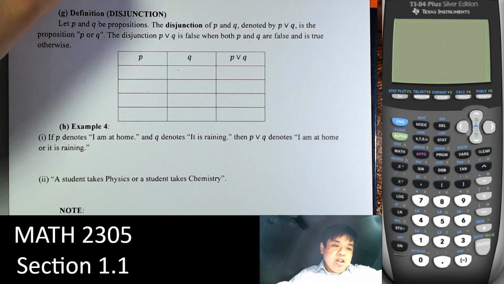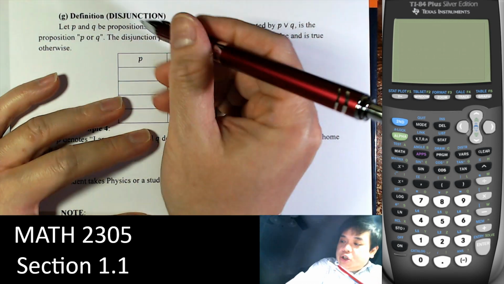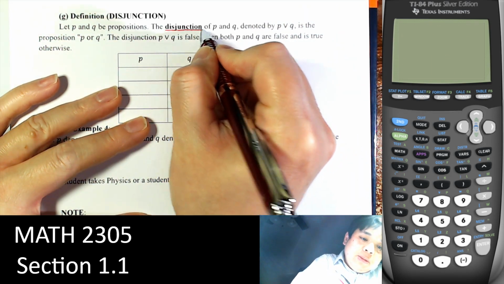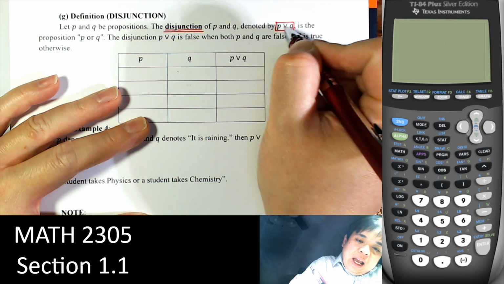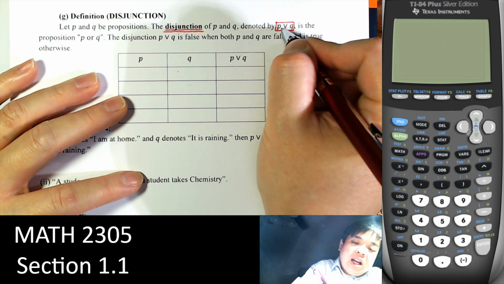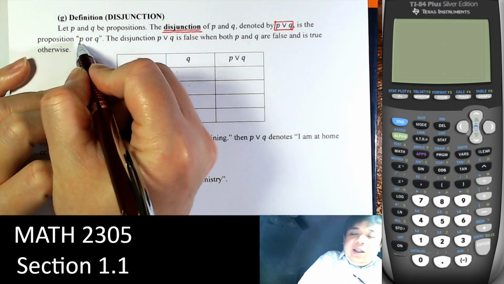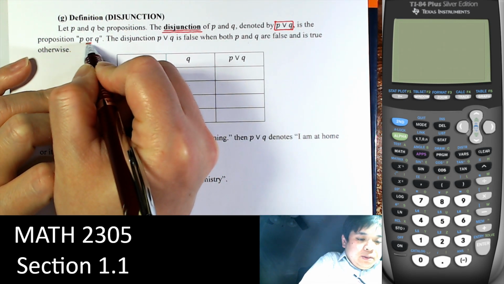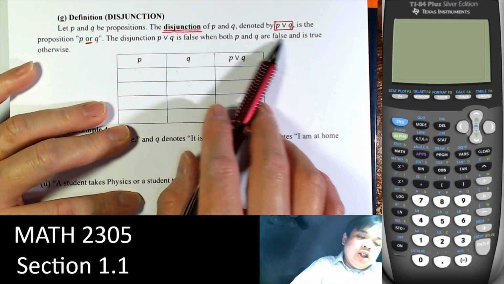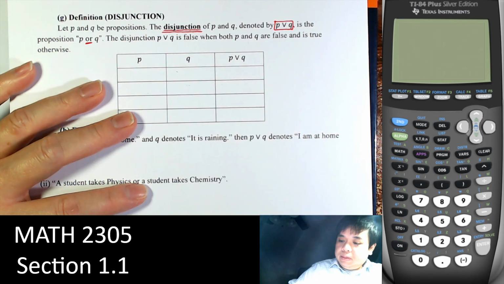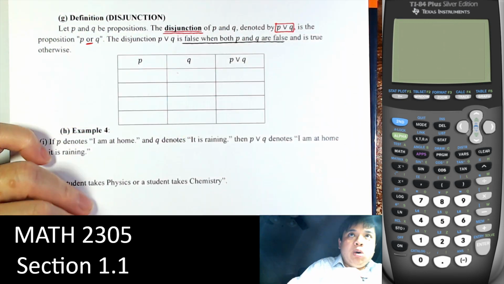Now we have disjunction. Let P and Q be propositions. The disjunction is denoted P or Q. We use a symbol called a V, because that looks like a V. It is or. The disjunction P or Q is false when both of them are false, and it's true otherwise. So this is the rule: false when both are false, and true otherwise.